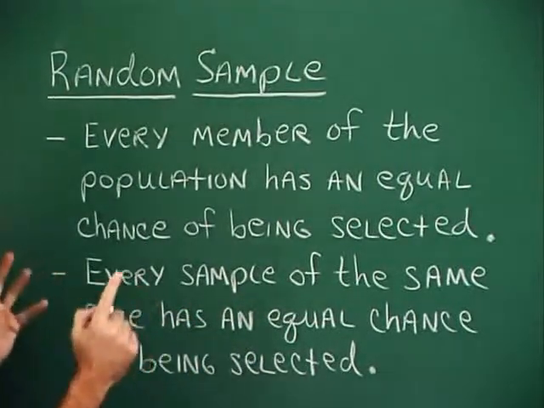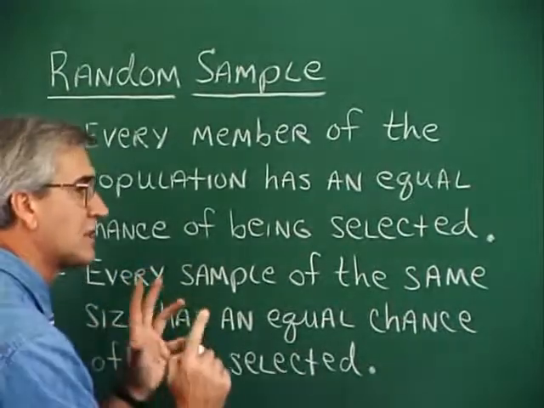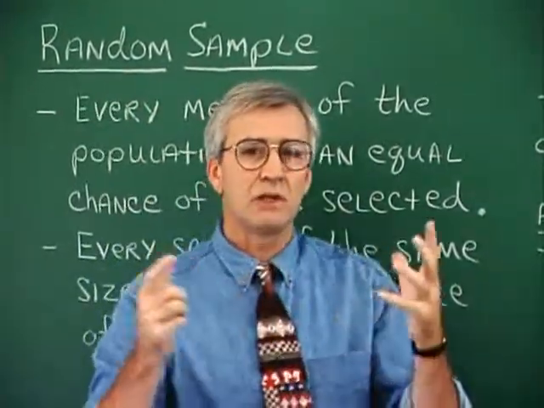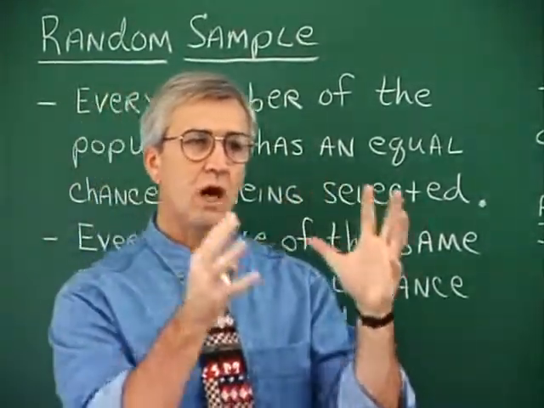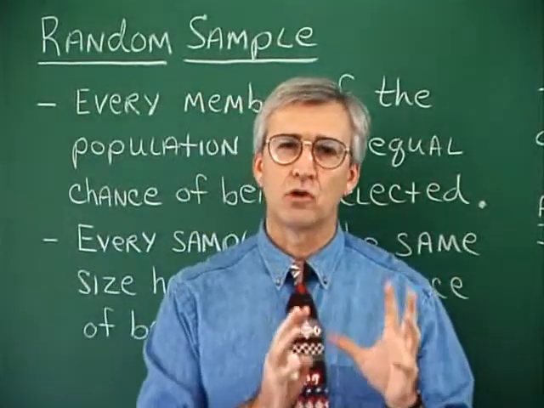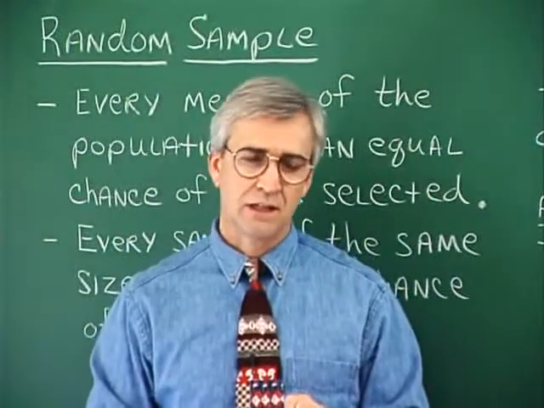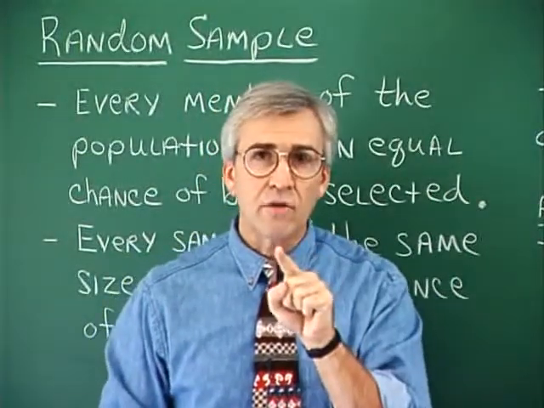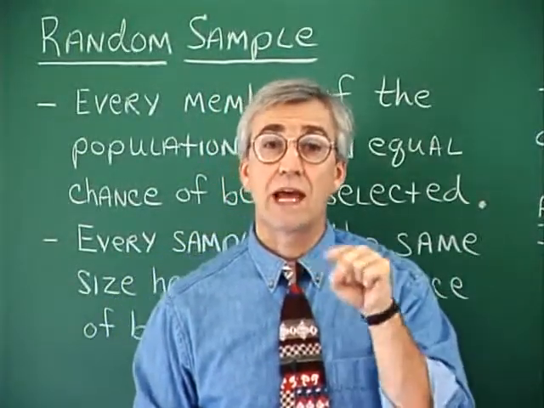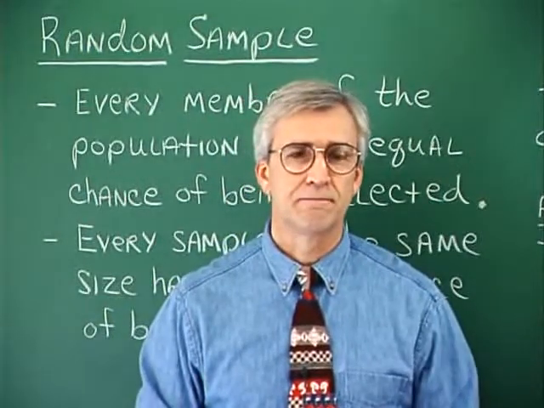You see, there are loads of samples of the same size. If you have a population of 10 million and you're taking a sample of 200, there are an awful lot of groups of 200 that can be selected from that population. And so every one of those samples needs to have an equal chance of being selected.